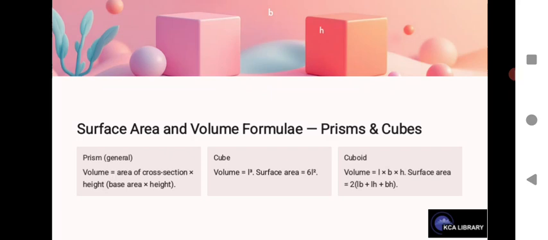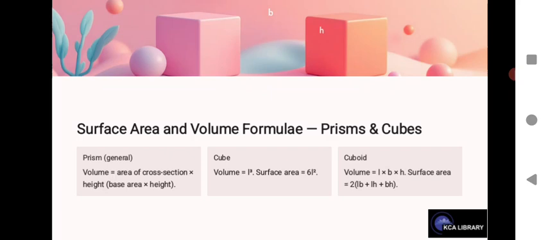While for a cube, the volume is equal to L raised to power 3, while the surface area is equal to 6L squared. So the volume is L cubed. The L represents length. Length times length times length will give you the volume of a cube, while the surface area is 6 times length times length.